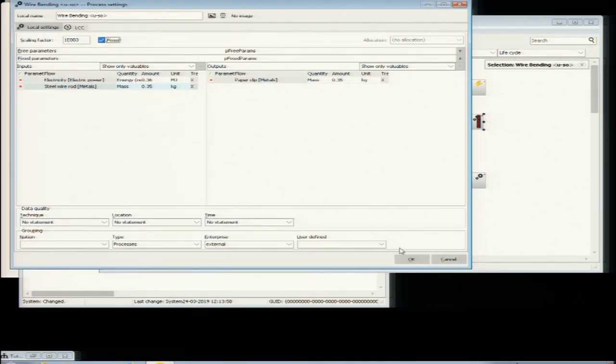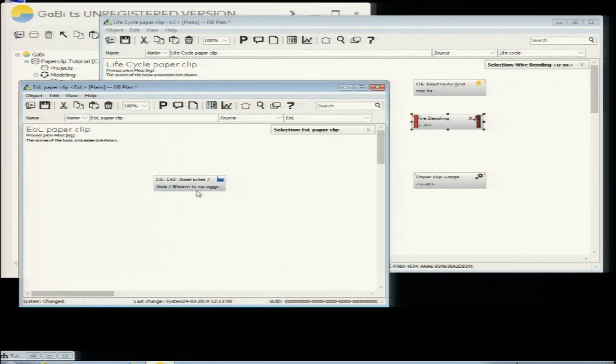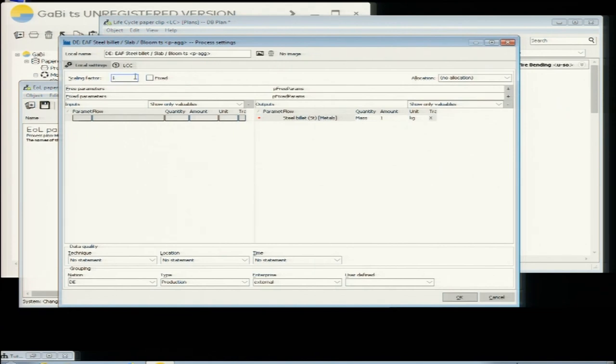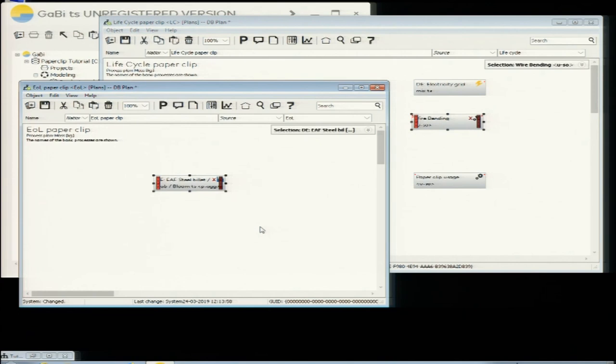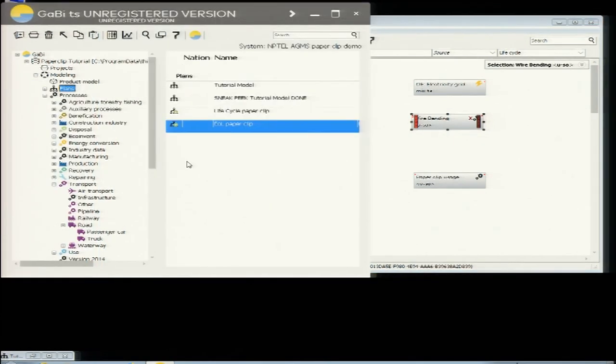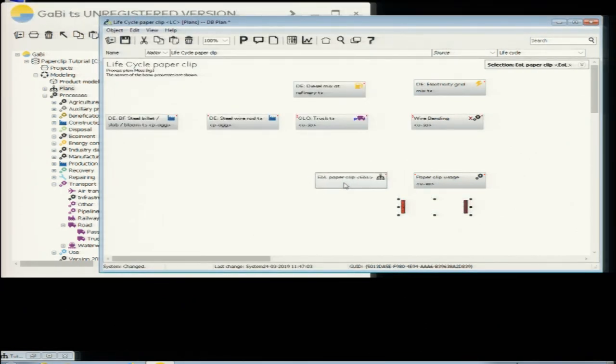When I do this, I say okay, you will find a cross here. This red cross means in this plan, this process is fixed. Similarly, there is a plan in plan, it is sub plan. In this case also, the process has to be fixed. I will just keep the scale factor 1 and fixed. Okay, it is crossed. So, this is the plan in itself that is complete. So, let me close this, save changes, yes. So, this plan, end of life paper clip, this I will put it here in my main plan.